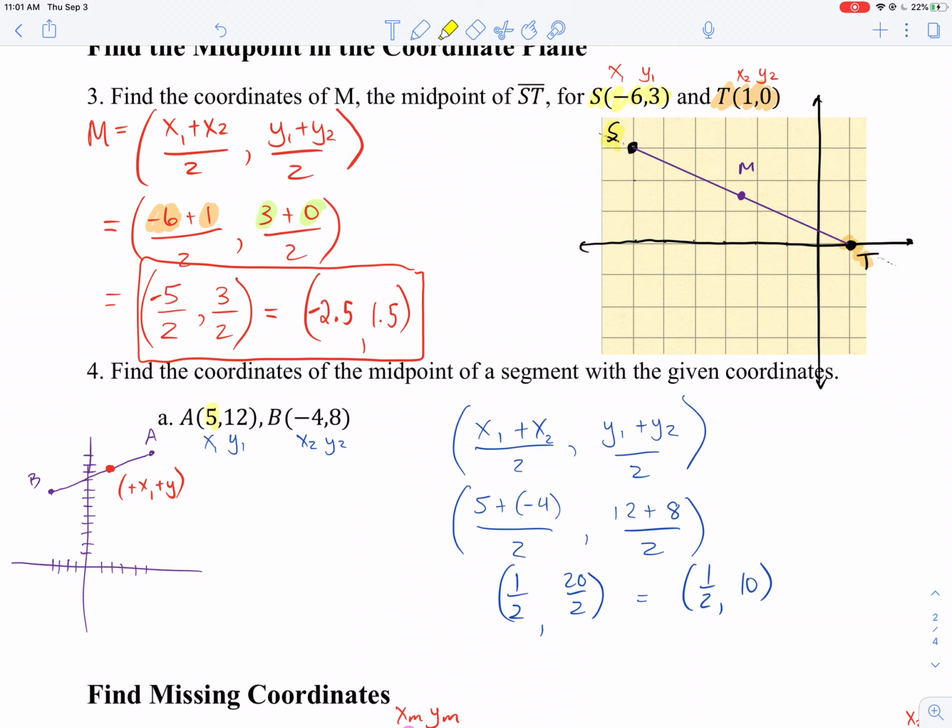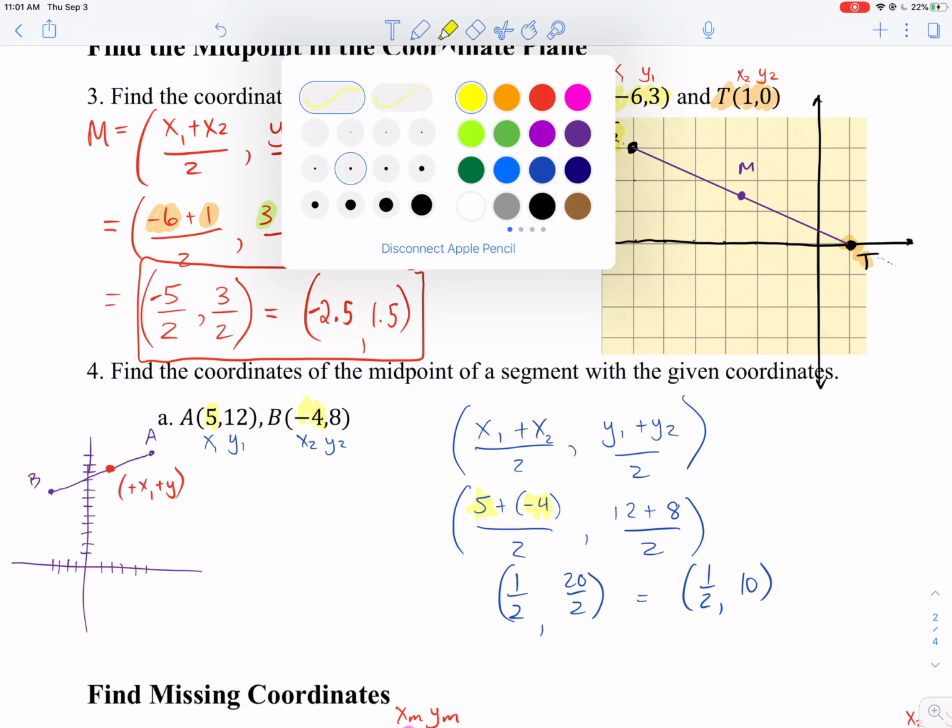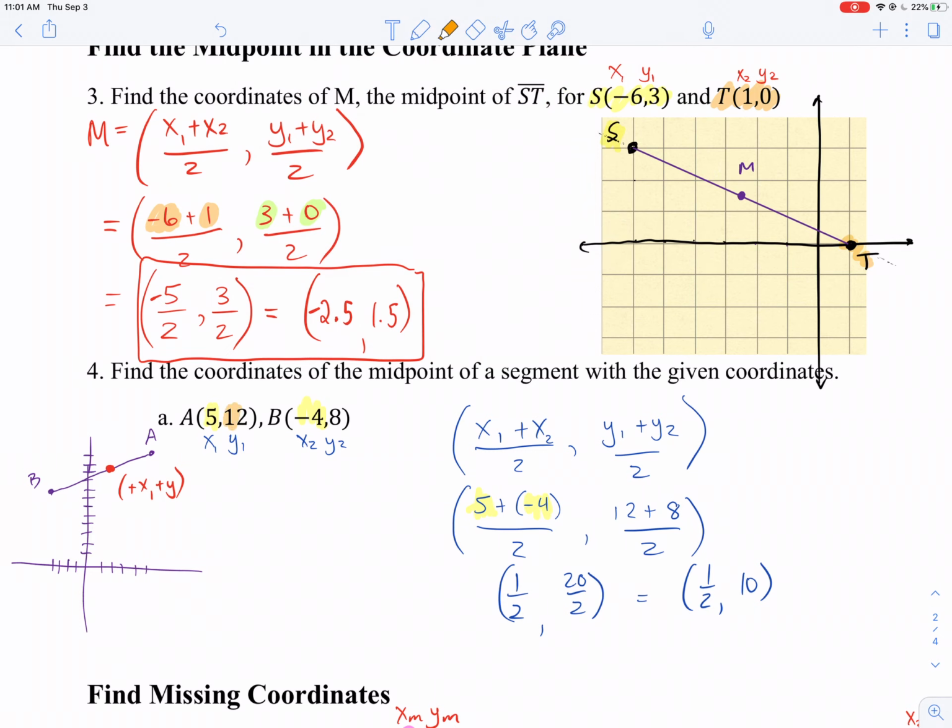Okay? All right. So we're going to add our x's. We have 5 and -4. So I add 5 and -4, and again, I wrote my formula up above, and I divide it by 2. 5 plus -4 is the same as 5 minus 4, which is going to give us 1. We're going to divide that by 2, so we end up with just 1/2. And then I'm going to do my y's. I have 12 and 8. So I do 12 plus 8 divided by 2. 12 plus 8 gives us 20 divided by 2, so it gives us 10.